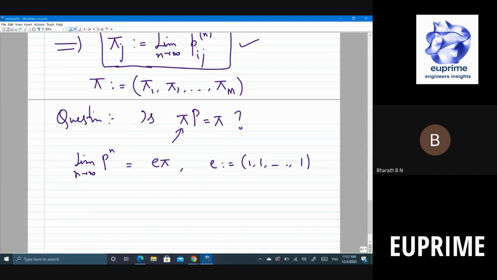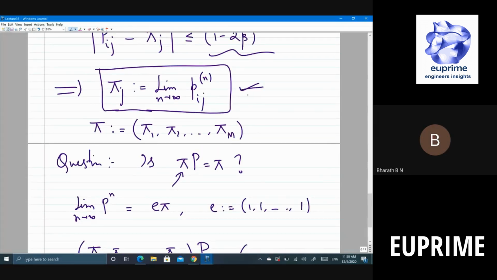So now, let's look at pi 1, pi 2, etc., pi m times P, right? That's what we need, right? This is nothing but pi 1. Let's look at each of these. So how do I write, for example, pi j? Let's look at how to write pi j from this. So how do you write pi j from this?